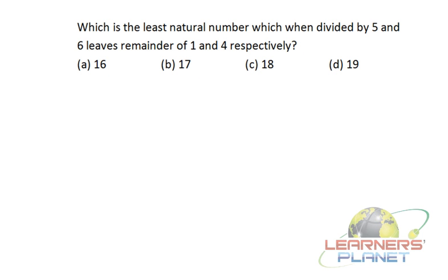Now similarly in this case, what is the least natural number which when divided by 5 and 6 leaves the remainder of 1 and 4 respectively? Now let's go by option. If 16 is divided by 5, we are getting the remainder as 1, and if 16 is divided by 6, that means 6 2s are 12, we are getting 4 as remainder. So it seems to be correct and it is the least among all the options, so it must be correct. Okay friends.